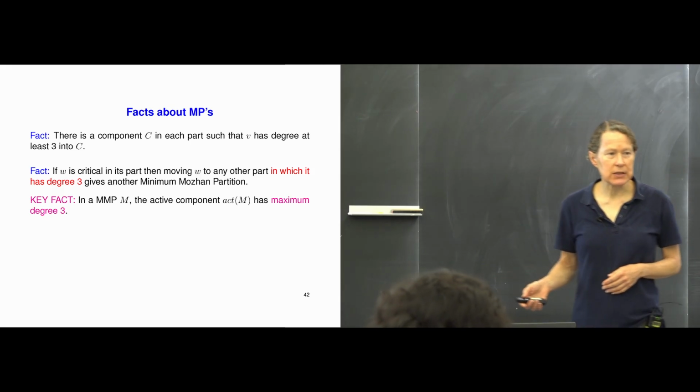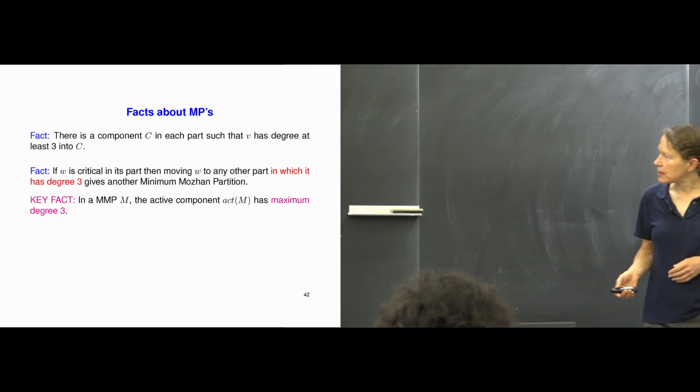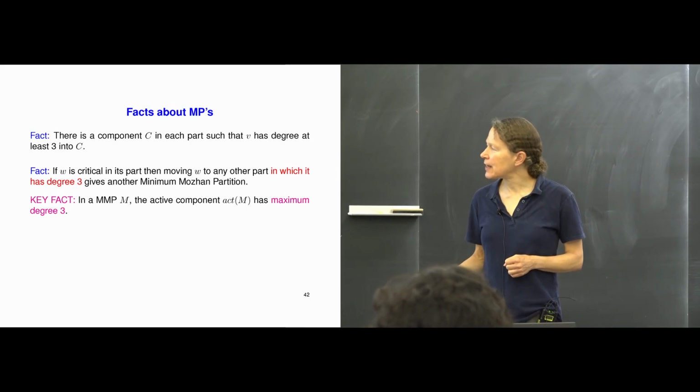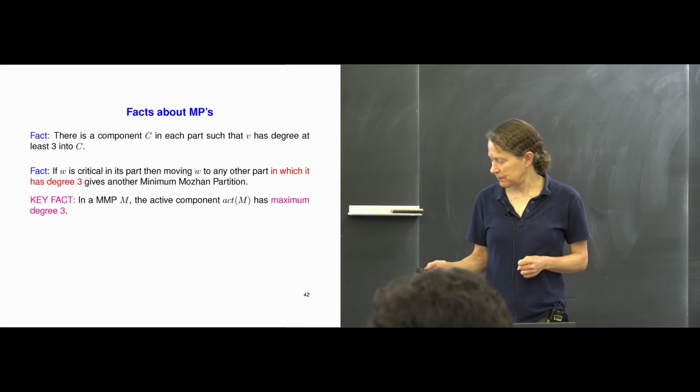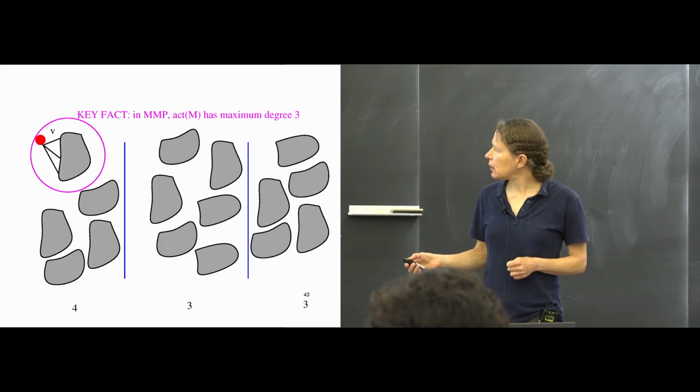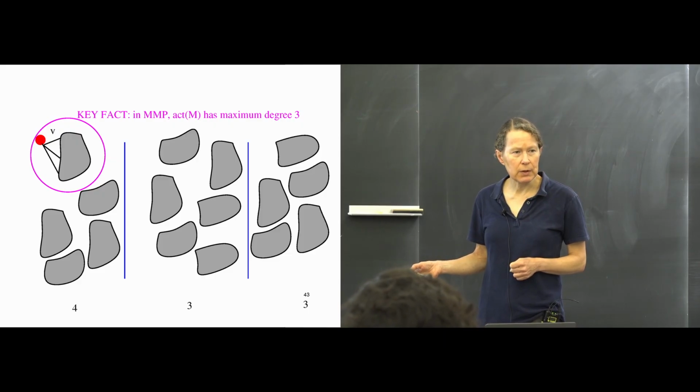Now, there is something that I'll call the key fact. It says, in a minimum Mojan partition M, the active component has maximum degree 3. So let's go back. Here's a minimum Mojan partition. Here's the active component, which contains the special vertex. That part has chromatic number 4. And it turns out that actually this has maximum degree 3, which is maybe a little bit unexpected.